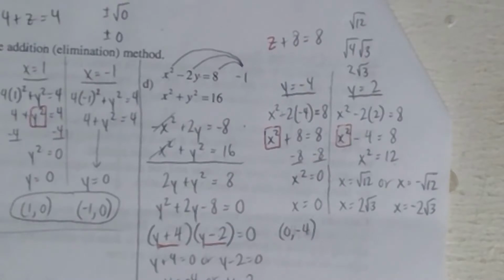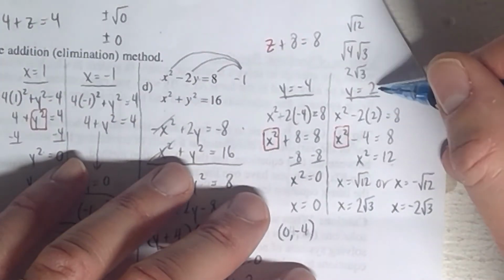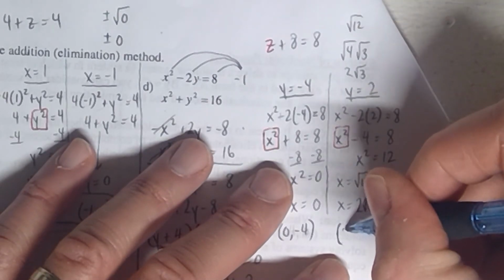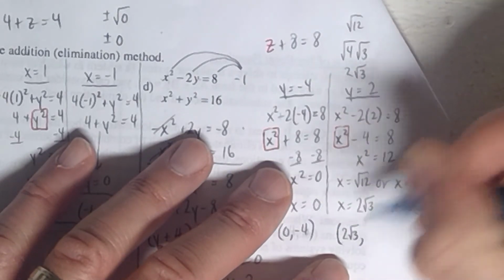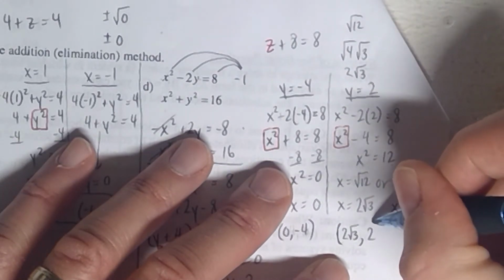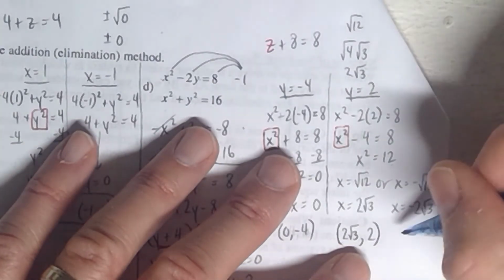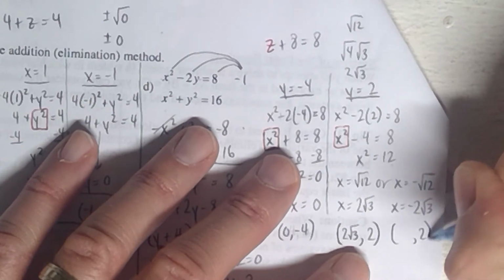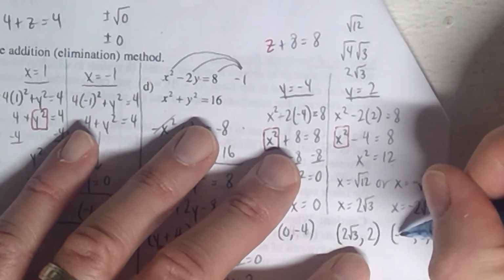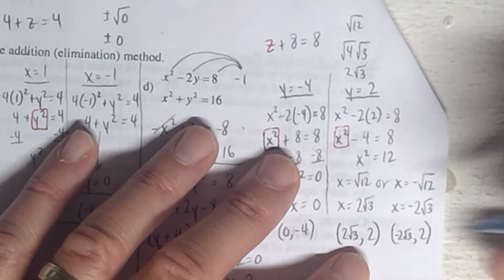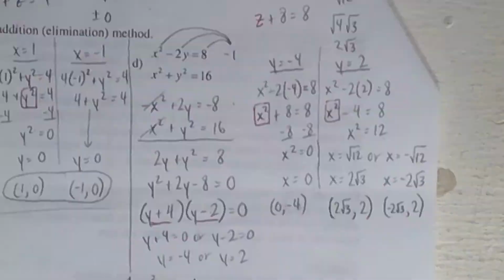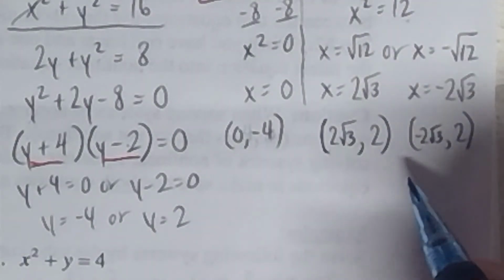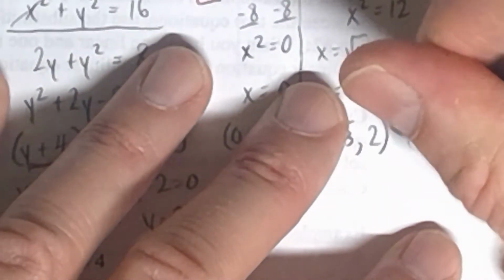But what do we do when we have two answers like that? What we do is we take the y equal to 2, and we have two ordered pairs. One that pairs up the y equal to 2 with the positive 2 square root of 3, and then one that pairs up the y equal to 2 up here with the negative 2 square root of 3, like that. So we have a total of 3 possible answers here. Let me write that a little bit bigger.